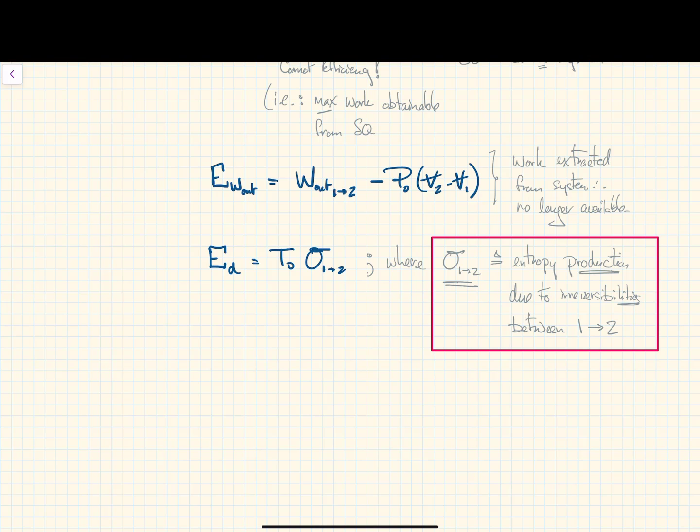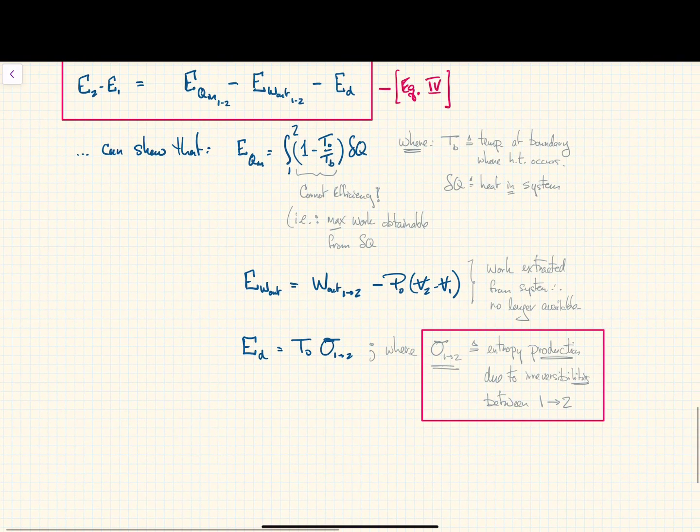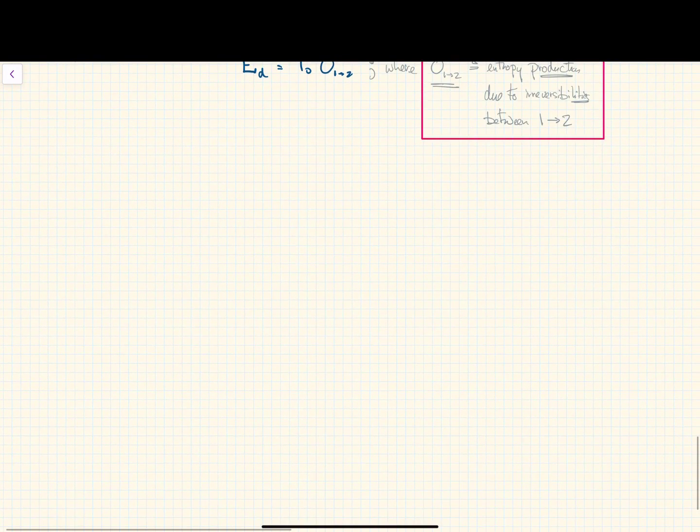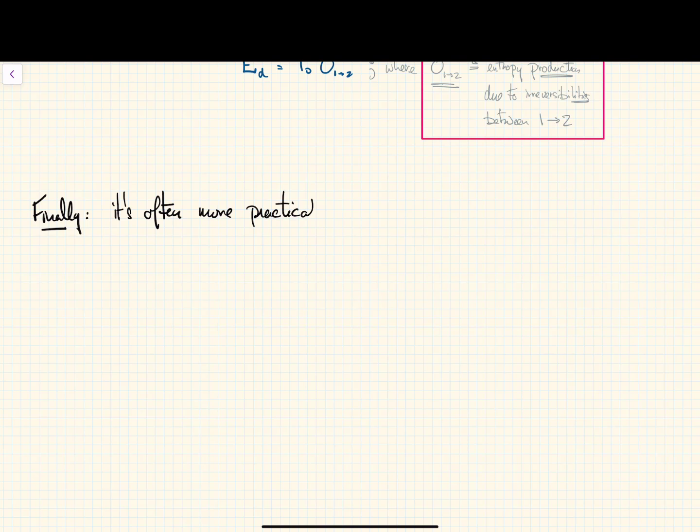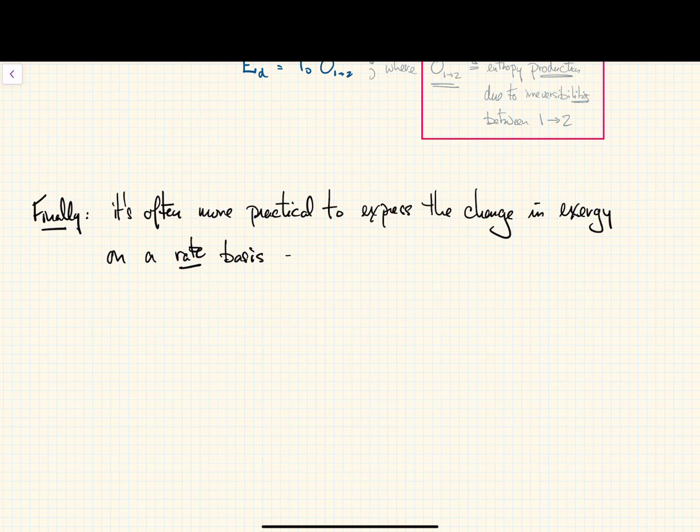And we're going to end our short lecture on exergy here by recasting this expression 4 for the difference in exergy on a rate basis. It's often more practical to express the change in exergy on a rate basis. So I'm not changing anything here. I'm just going to take the derivative of both sides of equation 4 above.